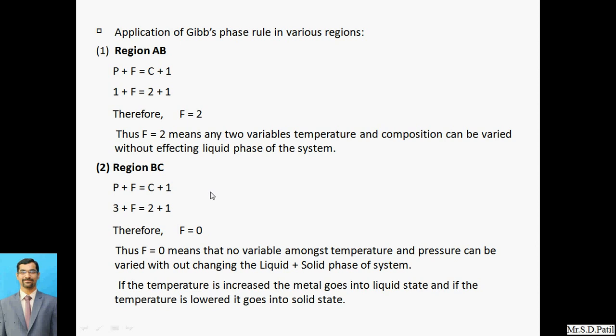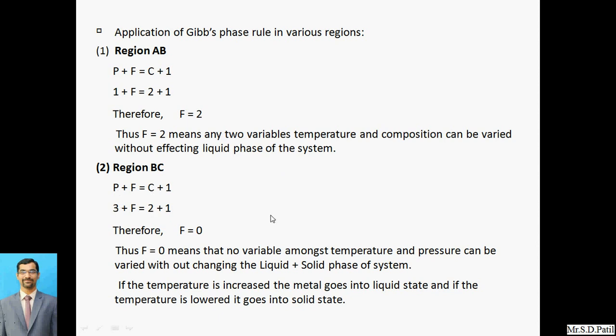But a lot of researchers just keep the pressure constant, and that's why this one term will be there. So P plus F is equal to C plus 1. The phases P is 3, F is what we have to find, and the components C is 2 because it is a binary alloy, so for a binary alloy we always take C as 2. In the pure metal, we took this C as 1, right? In the last lecture I explained that for pure metals C will be 1.